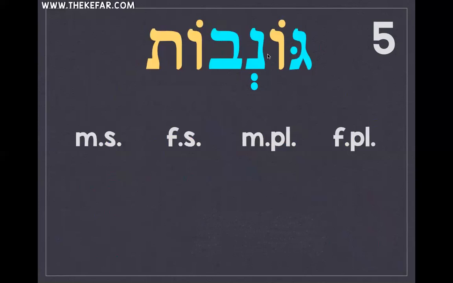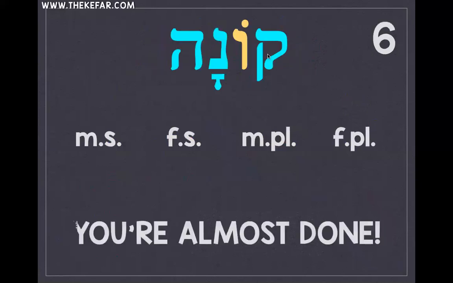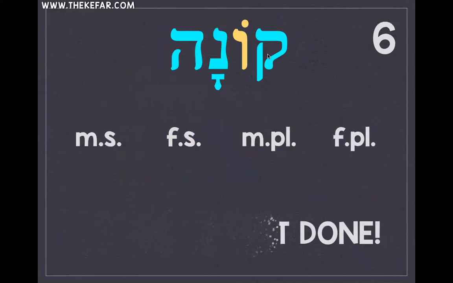So gonvot is feminine plural. We have that ot ending, which just gives it away. Number 6, kona. And kona is feminine singular. This is our vav tav sound pattern, O-A.